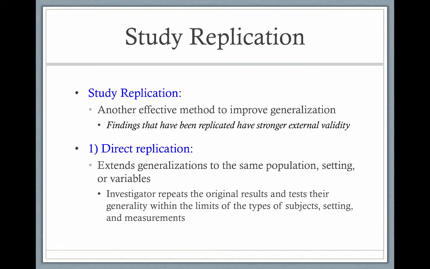You could do direct replication, where you extend generalizations to the same population, setting, or variables, or you can change things a little bit. So if I were to do a study only on college students, but then I wanted to generalize my results to people in their 30s, I could do the exact same study on the age group of people in their 30s, and then it would be said that I replicated the study, and therefore the results I found in the college-age students were the same as the results for the people in their 30s.